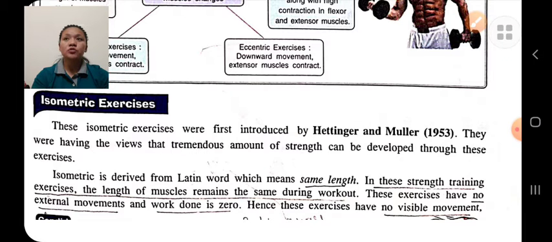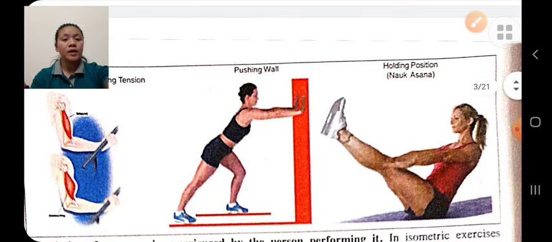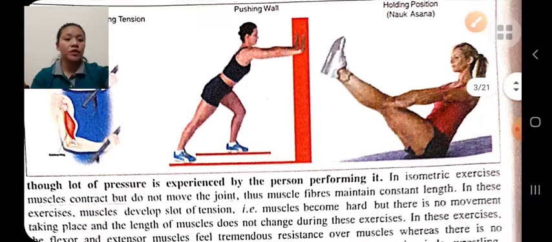Therefore, there is no visual movement, and the work done is zero. Because the length of the muscle remains the same, you are using force, but there is no visual movement. Therefore, the work done is zero. For example, pushing the wall, you are using force to overcome the resistance, but there is no movement.